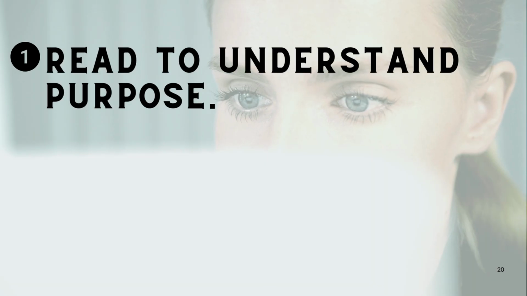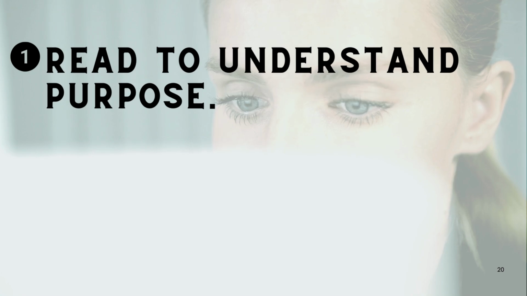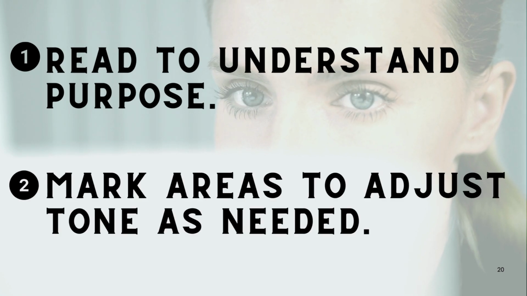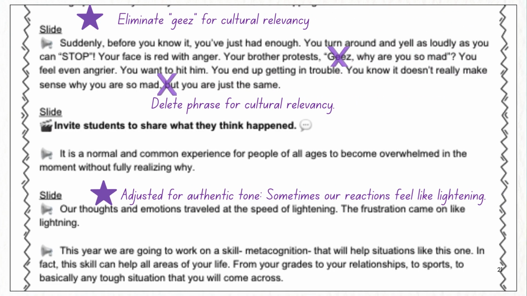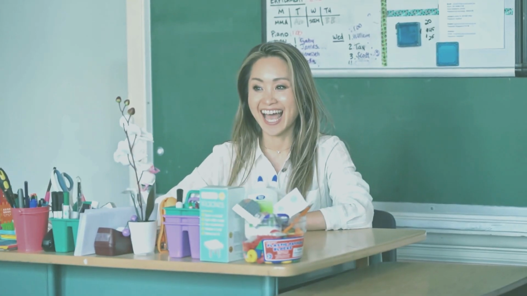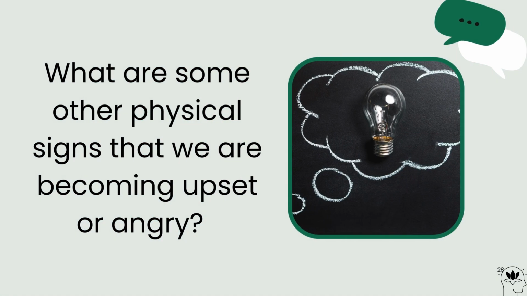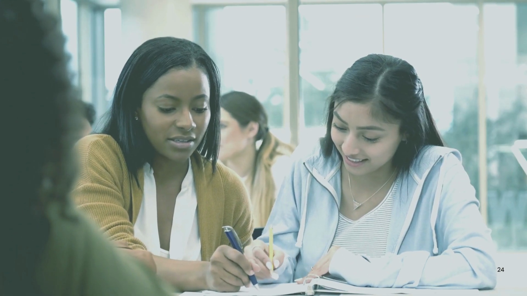Here are steps for adapting the script to adjust the tone. First, read the script carefully to understand the purpose of each part. Second, mark areas where you might want to change the language or examples to better fit your students, as shown here. Another way to approach adjusting the tone is to avoid reading the script word for word. You can use the visual slides and script as a guide, speaking in your own voice after reviewing the script. The key is to ensure the intervention feels authentic to your students, so they connect with it.